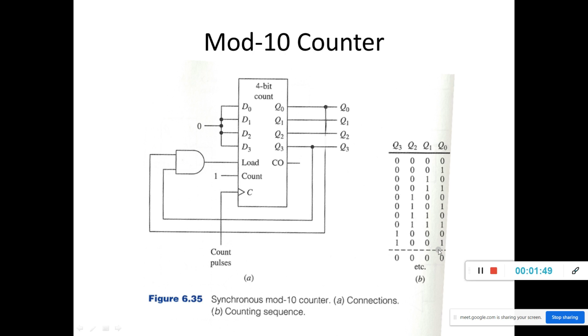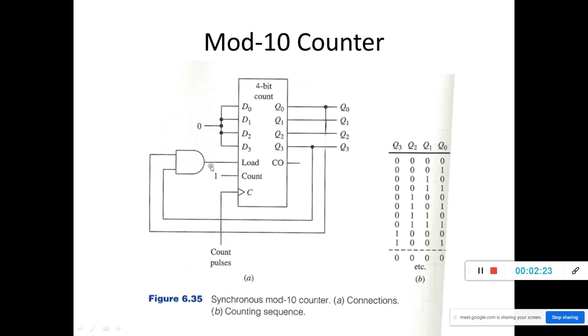Okay, see, for 1001, which states are 1? Q3 and Q0. So take the Q3, this connection pertains to Q3 and this connection pertains to Q0. Take these two connections with the help of a wire and give them as an input to the AND gate. Once Q3 and Q0 both become 1, then the output of the AND gate will be 1.